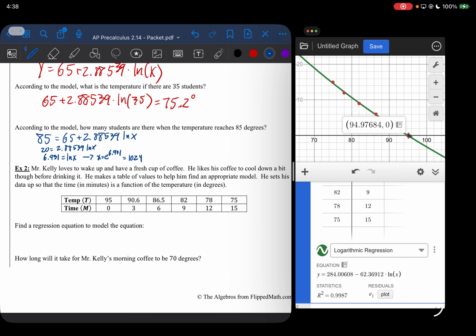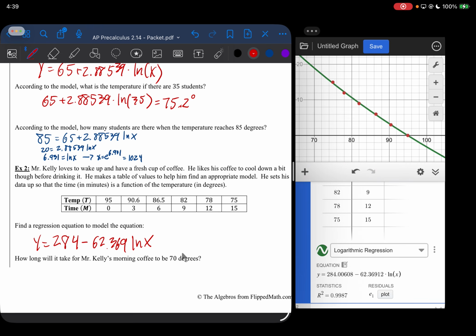So as we write this regression equation, we can see that it has to be something that's probably close to logarithmic, because it seems like we are multiplying by something. So if we were going to go with that, we'll do y equals 284 minus 62.369 ln of x.